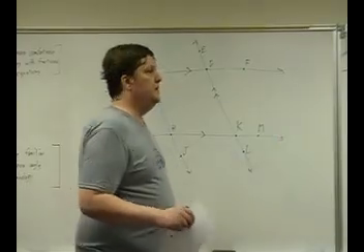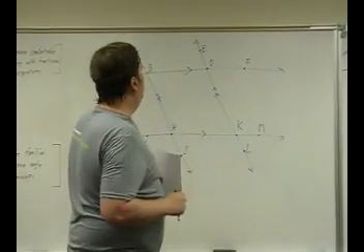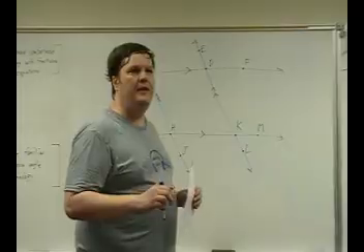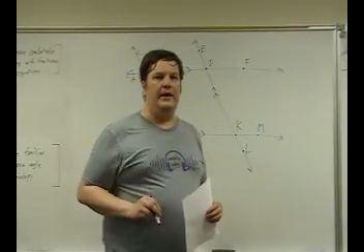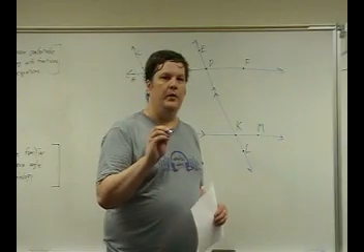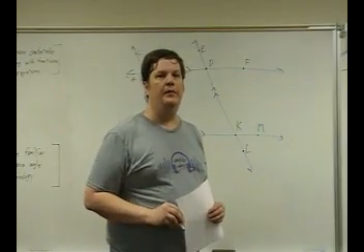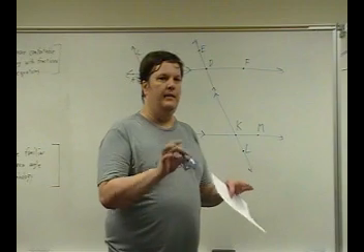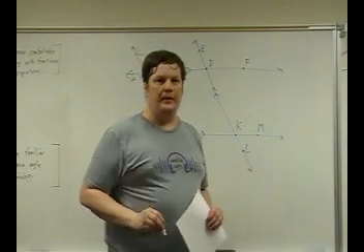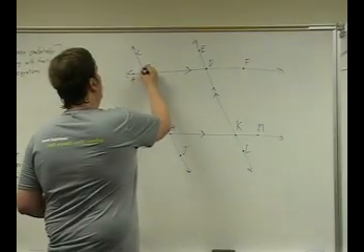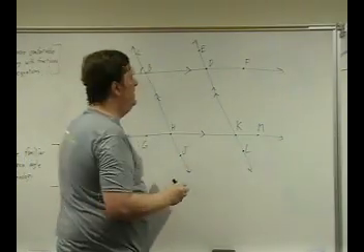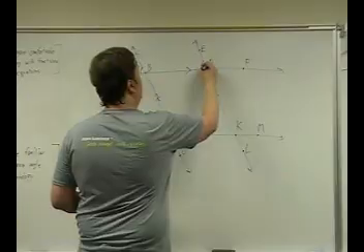So congruent angles: if you have two parallel lines that are cut with a transversal, the corresponding angles of that arrangement are going to be congruent. So ABC is going to be the same as BDE.